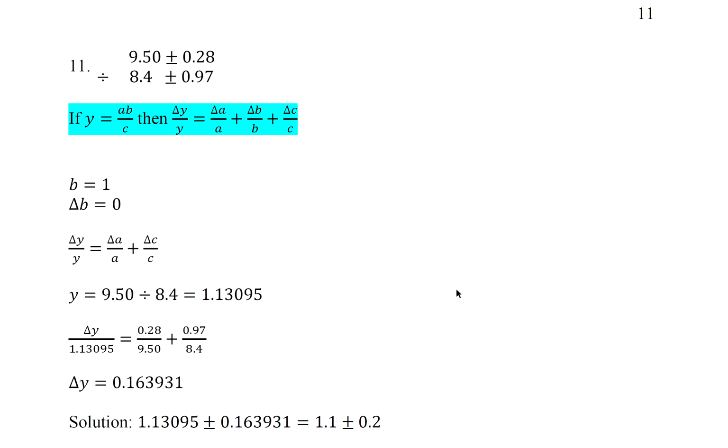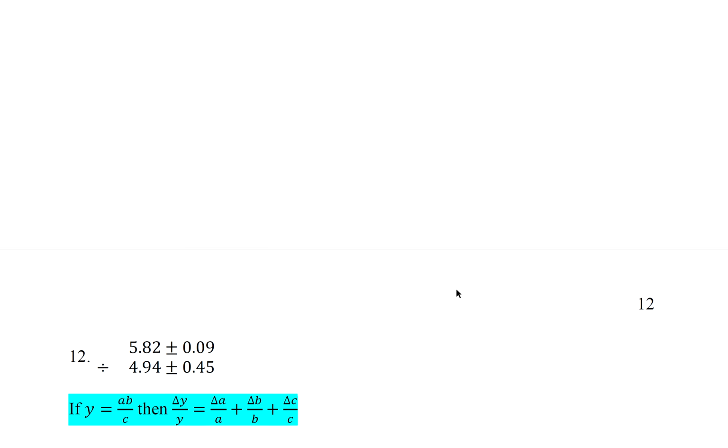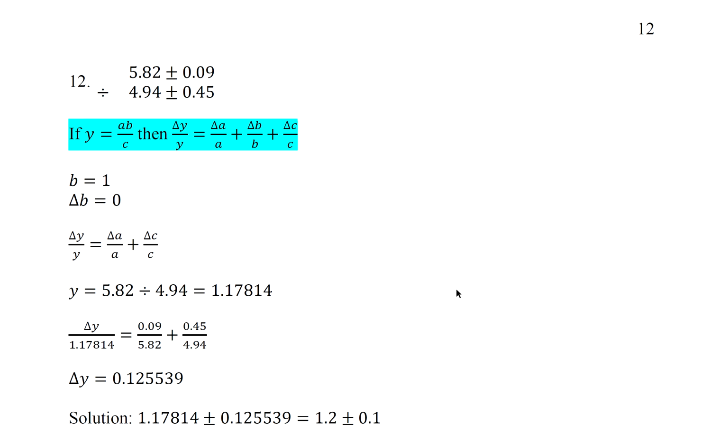If you could understand and do problem 10, you could understand and do problem 11. So just recognize we are dividing. So b is going to be equal to 1, delta b is 0. That equation in blue gets simplified. Step 1, solve for y. Step 2, solve for delta y. Question 12, we are dividing uncertainties. So if you could do problems 10 and 11, then you could do problem 12.